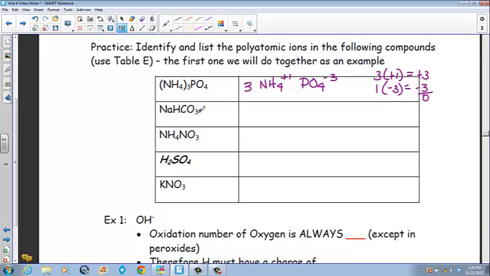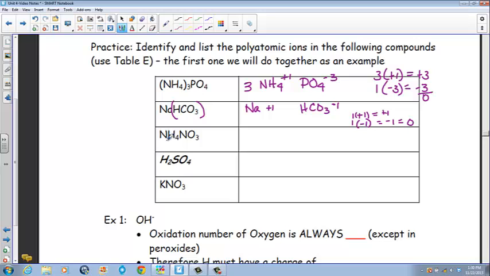You have sodium bicarbonate here, okay? And what we have to do is look up our possible polyatomic ions. So on table E, I see that HCO3 is a polyatomic ion. So I have sodium, and there's one of those with a +1 charge. And I see that HCO3 has a -1 charge, and there's only one of those. So +1 times 1 equals +1. And then there's one of the bicarbonates with a -1, and then that will equal 0.